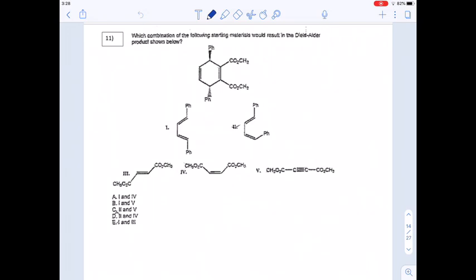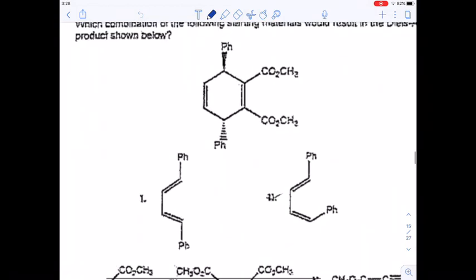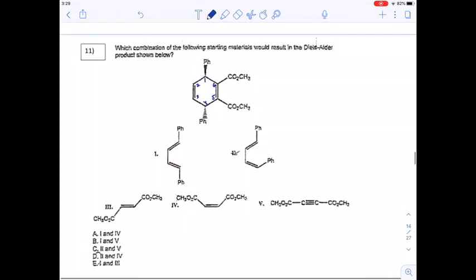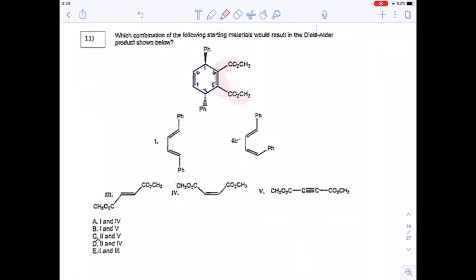So multiple choice 11 asks, which combination of the following starting materials would result in the Diels-Alder product shown below? This is another example of retrosynthesis. You have to go back from the product and try to figure out the reagents. The first thing I like to do is number it, going 1, 2, 3, 4, 5, 6.